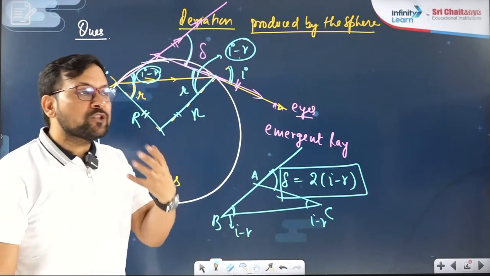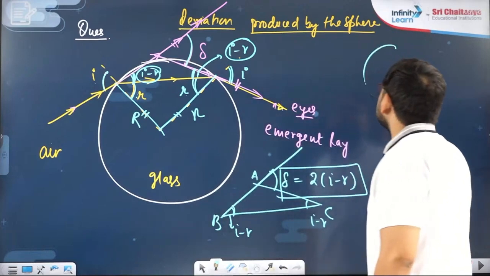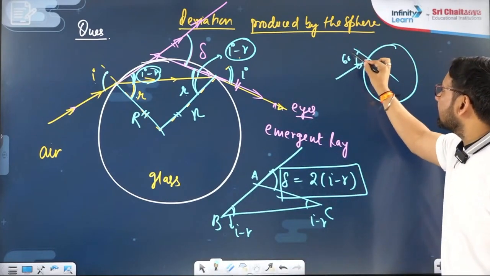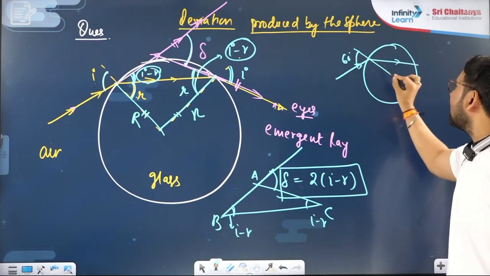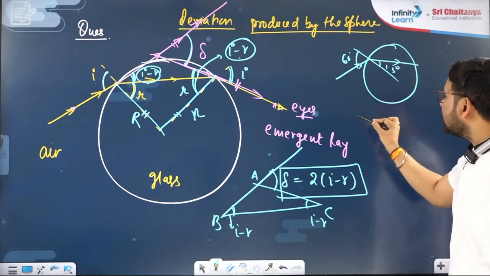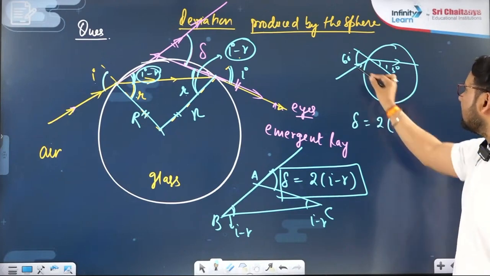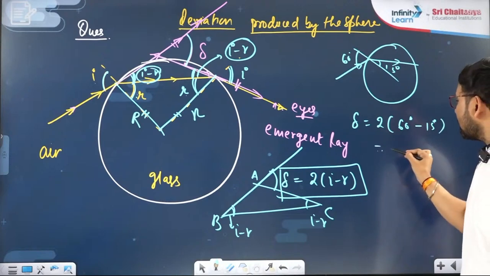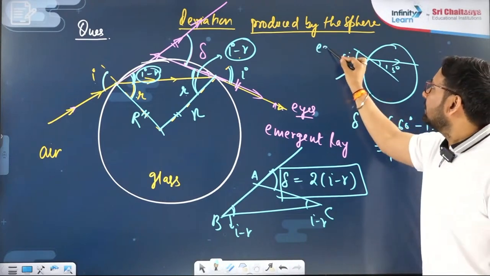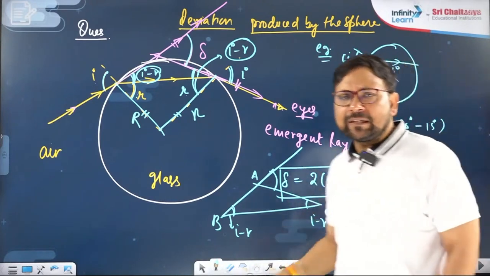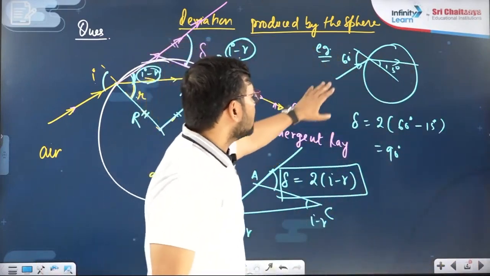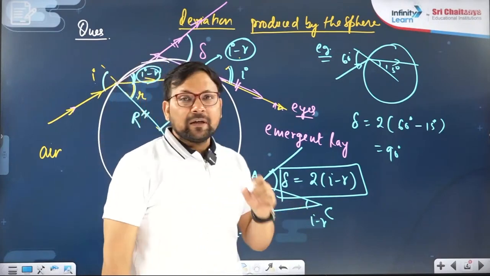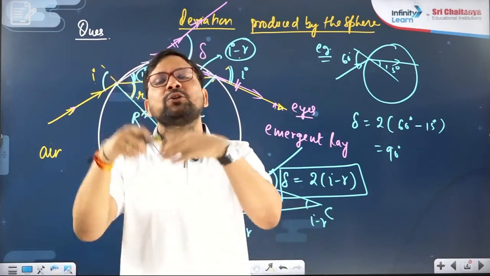Understood? Twice of I minus R means if some question comes like this, have a look. If my question says light is incident at 60 degrees and light is refracted at 15 degrees, what is the deviation produced? I will simply write 2 times the angle of incidence minus the refracted angle, that is 45 into 2, so the deviation will be 90 degrees. For NEET, many questions like this have already come. So memorize the formula, and always remember that in spherical refraction, deviation is twice the angle of incidence minus the angle of refraction.